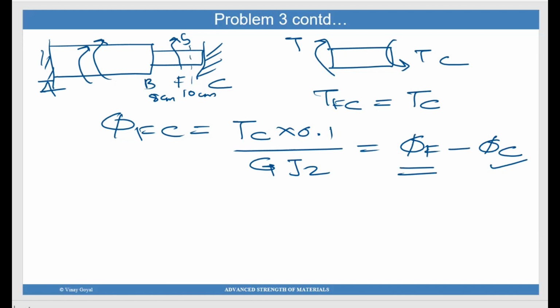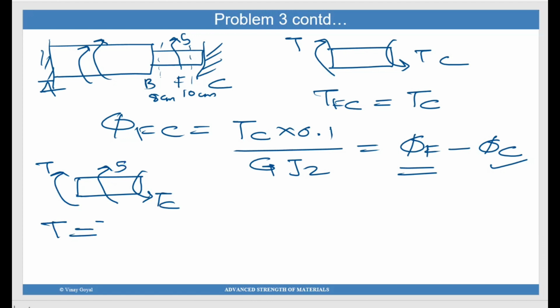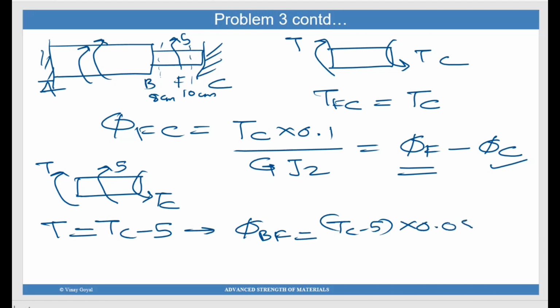So now let's look at the part BF. Now if I make a cut here, very similar to what I've done, just I'm doing the entire thing from the other side of the rod. So there is 5 Newton meter here, and there is a T here, again in the direction of the normal. So this is T, this is 5. Sorry, this is TC, this is 5. So T equals TC minus 5. And that gives me phi BF equals TC minus 5 into 0.08 upon GJ2. I know what phi F is, so now I know what phi B is.